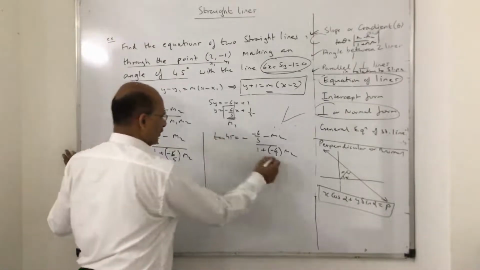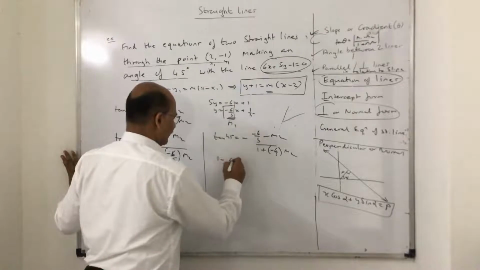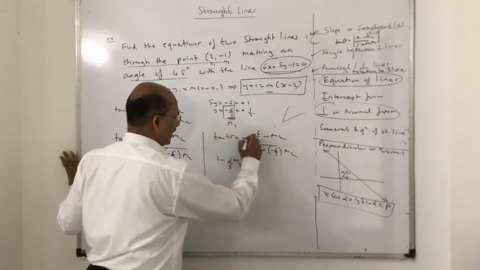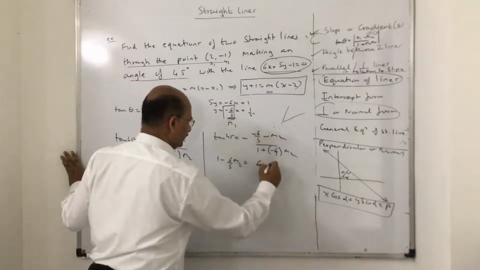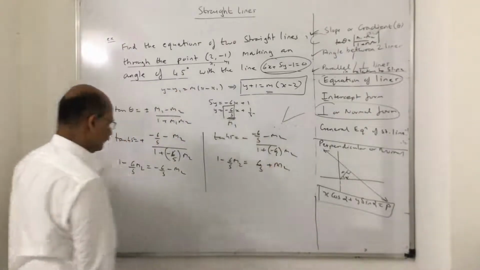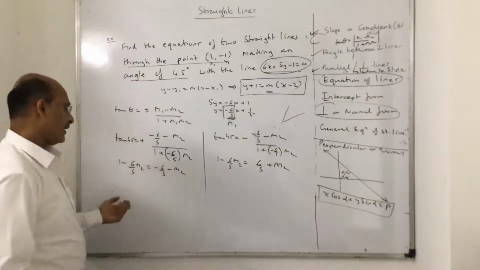Right? Similarly, it will be 1. So 1 minus 6 by 5 m2 is equal to, now minus into minus will become plus, 6 by 5 m2. Now see what happens now. I need to find the m2 value.